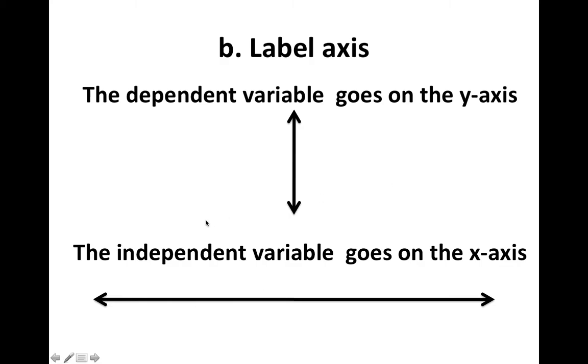I heard my colleague, Miss Freeman, telling her kids that the independent is 4 syllables, so is the horizontal, and that's basically this one. This is horizontal, so independent, horizontal, goes on the x, okay? Let's say that you can't remember that.